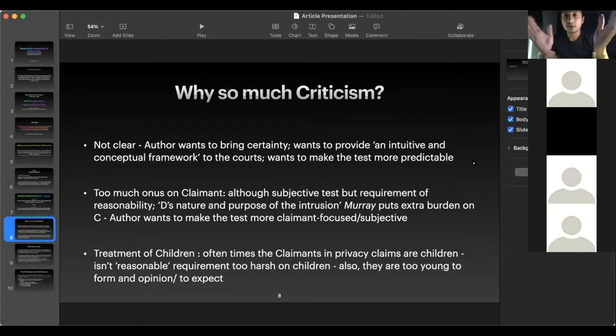it is scattered basically. So the test, although it was established in the case of Campbell, has developed in further cases, such as the case of Murray and many other cases. But there's not one single place where you can get the definite answer on how the outcome of a certain claim would be. So there are so many cases which give different factors on how the courts will assess a privacy claim. The second point is that there's too much onus on the claimant.